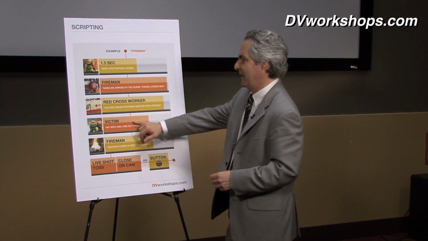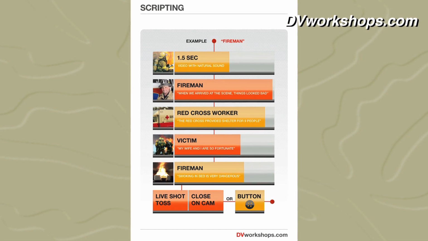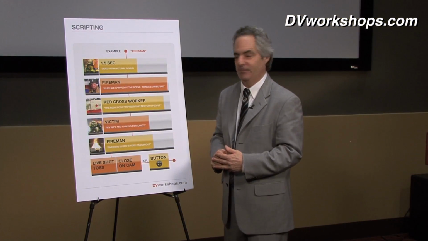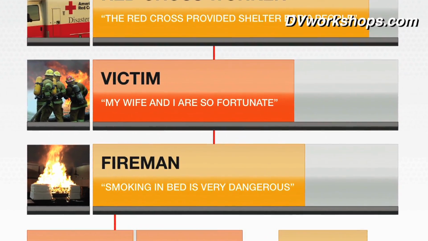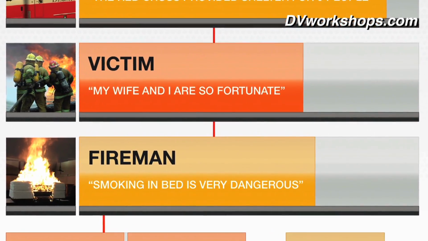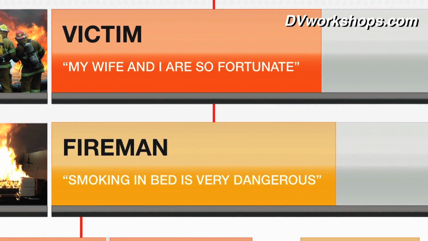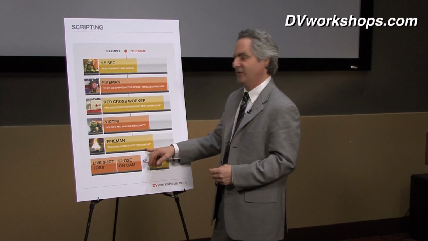Now, my next sound bite is the victim, correct? So my reportage may be, Joe was one of the victims and talk about his experience. Boom, cut to that bite. Then my last bite might be the fireman talking about how it could have been prevented, that it was smoking in bed. So my reportage may say, and this fire could have been prevented, fireman blah explains. Boom, smoking in bed is very dangerous.